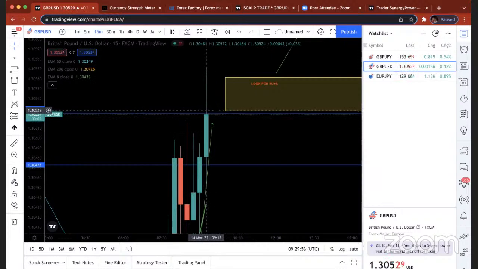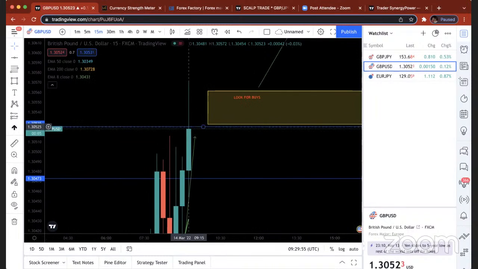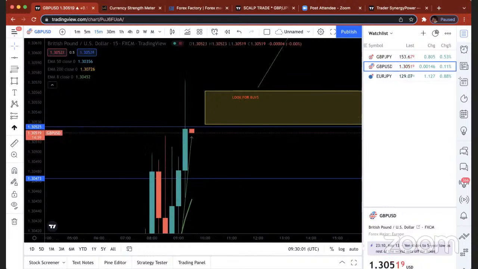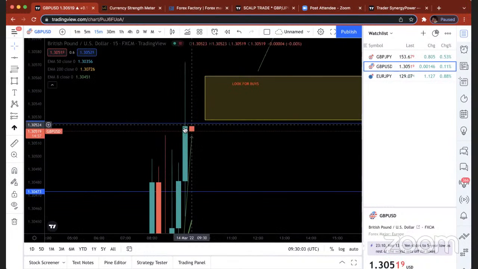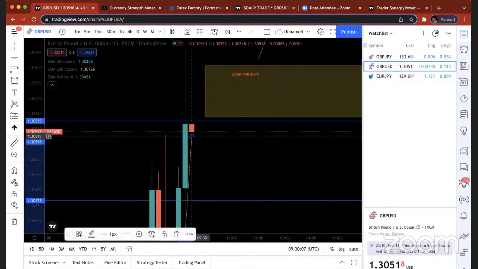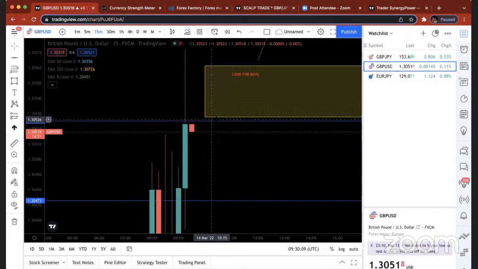All right, we need to see it. The body needs to close above this blue line right here, and then the next one needs to open above. We got 3 seconds. It did not close above. It did not close above. So now we need to see price come down just a little bit and leave a wick and then flip bullish.